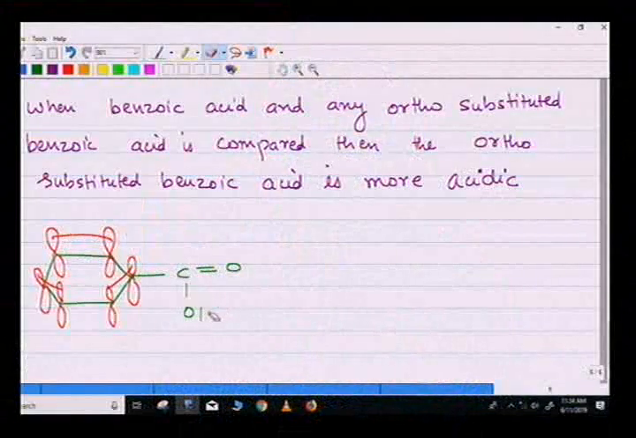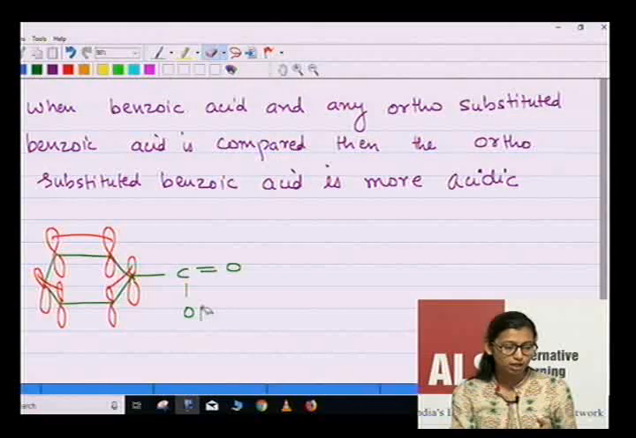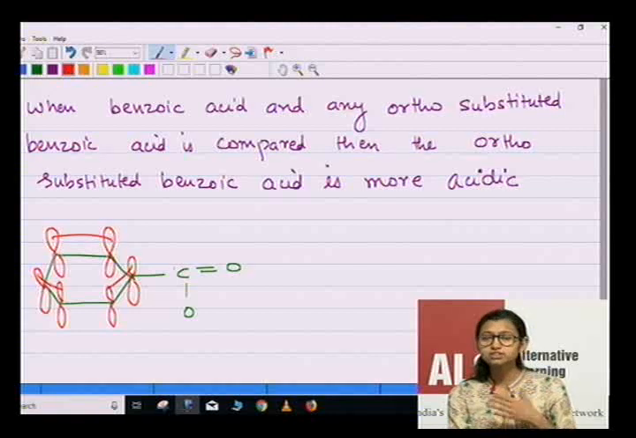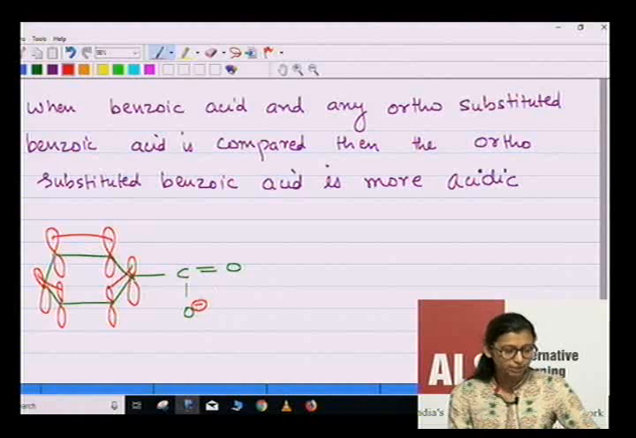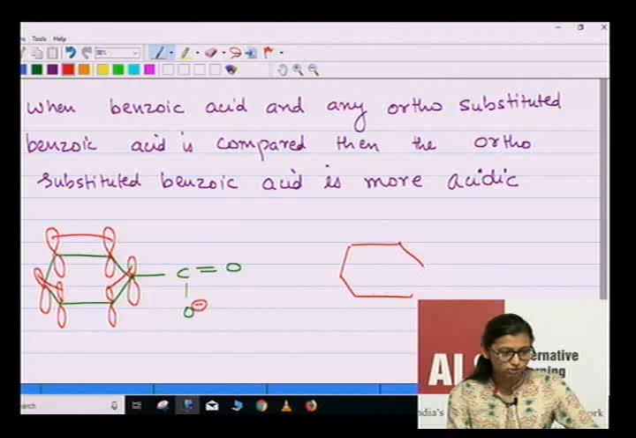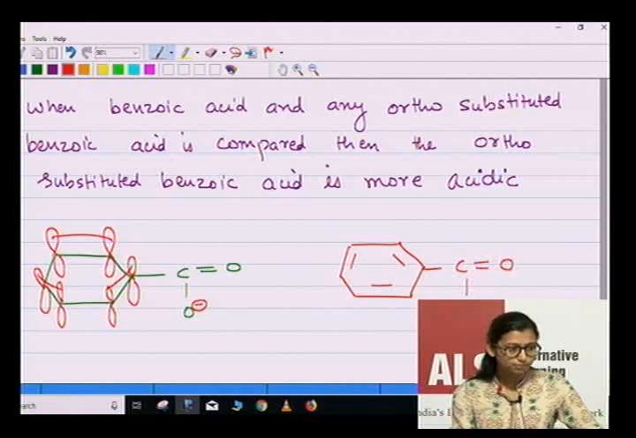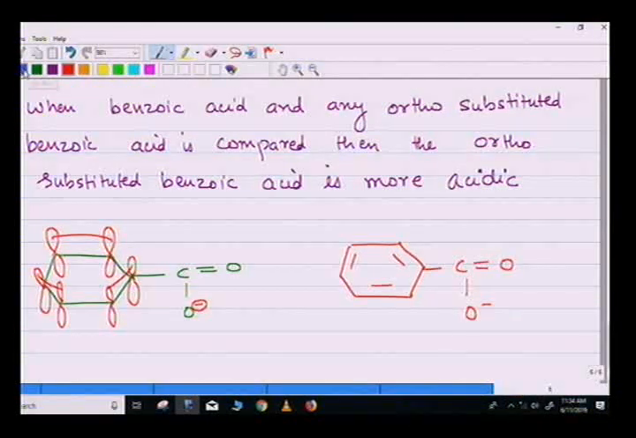So if I remove the H plus here, look at the screen, I am removing the H plus ion because I am trying to convert it into the acid. We know how to check the acidic strength: we remove the H plus ion, we get the negative charge, right? Now what is happening over here? If I want to draw the resonating structure also, it's something like this. I'm just trying to show you the resonance here. You put the electrons here, and it will look like this.